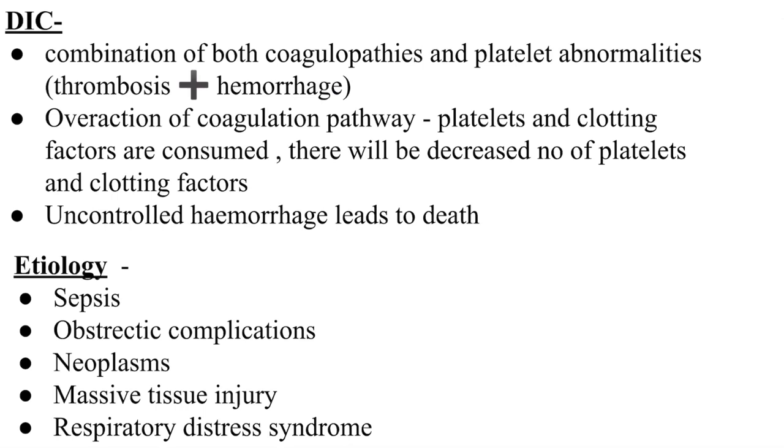This overaction of the coagulative pathway leads to the consumption of platelets and clotting factors. That means these clotting factors and platelets are utilized in the excessive unwanted clot formation. So once these are utilized, there will be a deficiency of them. When the body actually needs the clotting mechanisms to work and prevent it from losing more blood, they won't work. So there will be uncontrolled hemorrhage leading to death.